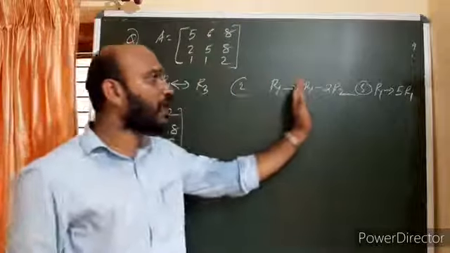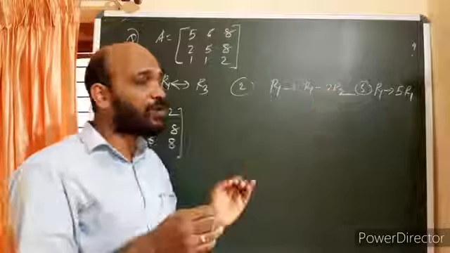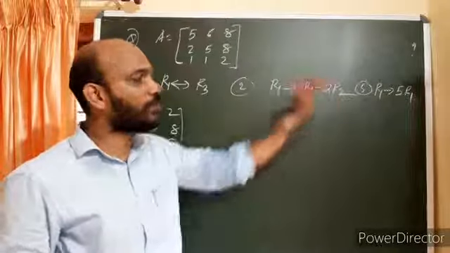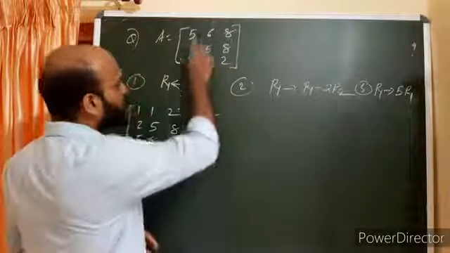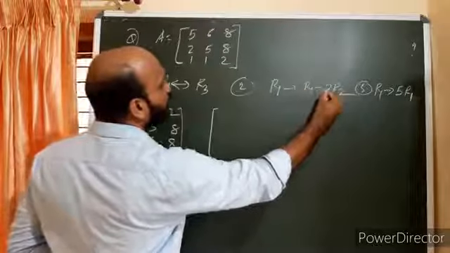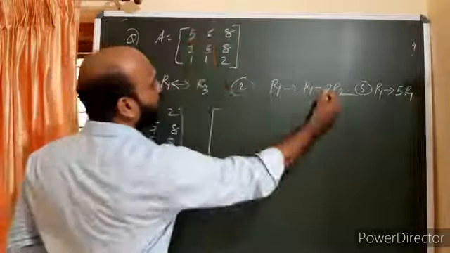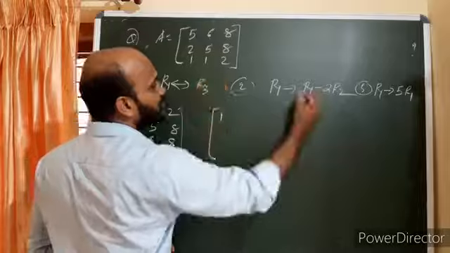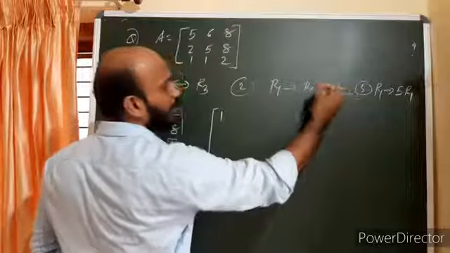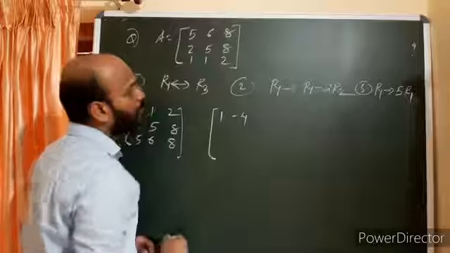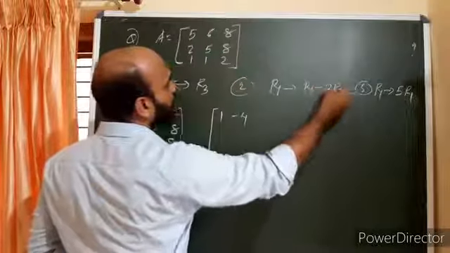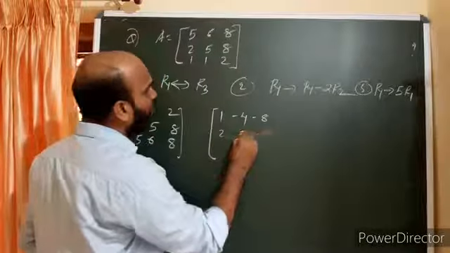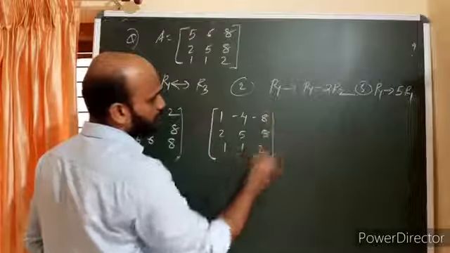Now R1 changes to R1 minus 2 R2. Means to each element of row 1, I have to add minus 2 times corresponding elements of row 2. So R1 changes to 5 changes to 5 minus 2 into row 2. 5 minus 2 into 2. 5 minus 4, that is equal to 1. Then 6 changes to 6 minus 2 into 5. 6 minus 10, it will be minus 4. Now 8 changes to 8 minus 2 into 8. 8 minus 16, that is minus 8. Row 2 and row 3 will be same.